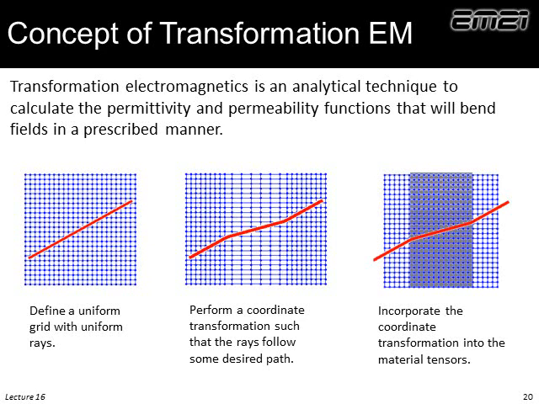So first, we start with our original coordinate system. And in our original coordinate system, we just have rays or lines that are just straight. The next thing we'll do is define some kind of coordinate transformation such that this line gets perturbed, or group of lines, and they'll get bent in some way that we think is desirable. At that point, we do our transformation electromagnetic stuff. We put our coordinate transformation in, we absorb that into the permittivity and permeability, and what we come out with is essentially our original coordinate system.